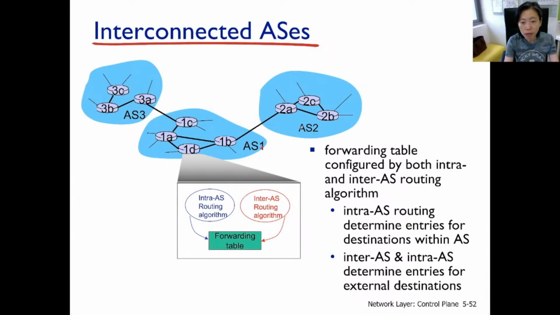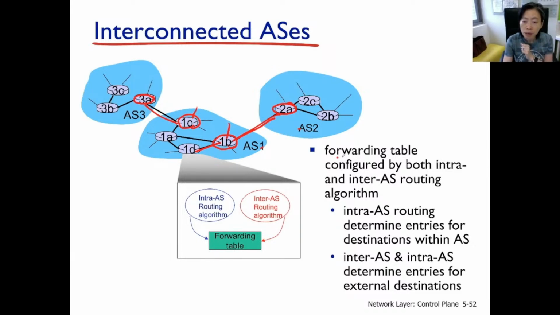Now, AS1, 2, 3 each could run its own intra-AS routing. But you see, 1B and 1C, both of these routers have links internally as well as externally. So 1B and 1C are the gateway routers, just like 2A for AS2 and 3A for AS3 are gateway routers. And inter-AS routing is running in between: 1B, 2A, 1C, 3A, and so on and so forth.